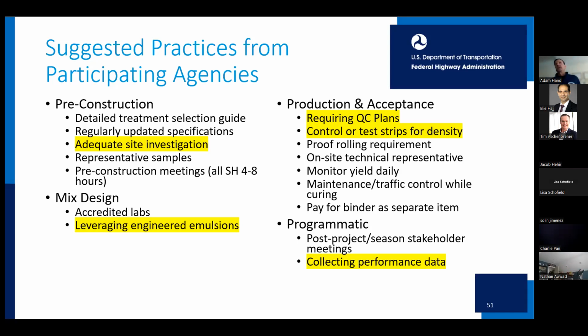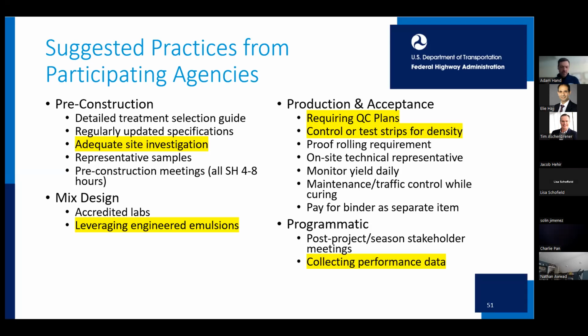Mix designs, using accredited labs, and leveraging engineered emulsions. In terms of production and acceptance: requiring QC plans, requiring control or test strips for density, including proof rolling requirements. I really like proof rolling requirements. There's always a water truck on a job, right? And it's a great way to feel comfortable with the work that's been completed.